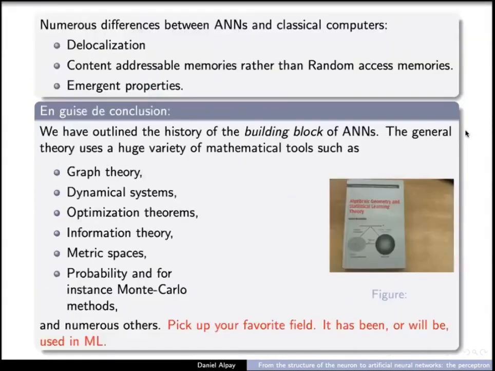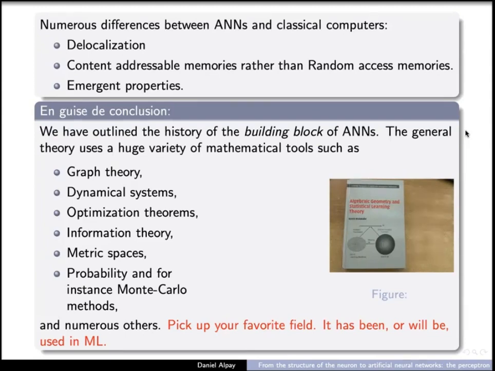So I would like to conclude here. I just want to mention that there are a number of very important differences between artificial neural networks and classical computers, which we can see from what I discussed a bit before: delocalization, content addressable memories rather than random access memories, and emergent properties. I didn't discuss this, but still, I would like to say that machine learning uses a lot of mathematical tools. This is why I like to teach. What I teach at CAS is the mathematics behind it, not the algorithm.